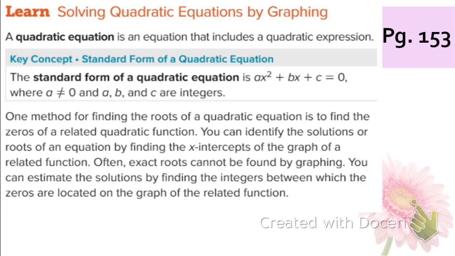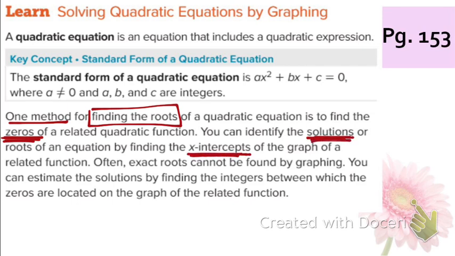So one of the methods for finding the roots, also called the zeros, the x-intercepts, the solutions, look, they used all 4 of those words here in this definition. One method for finding those roots, solutions, x-intercepts, and zeros is to graph it.